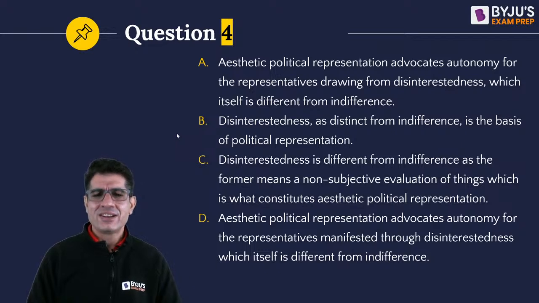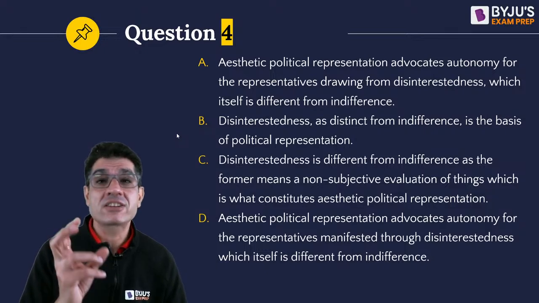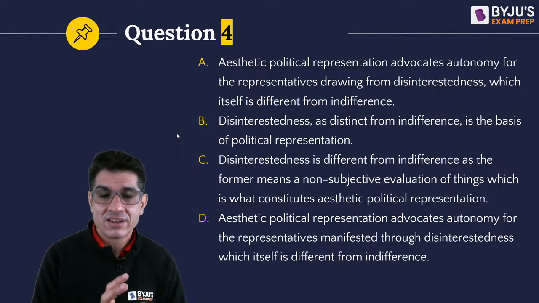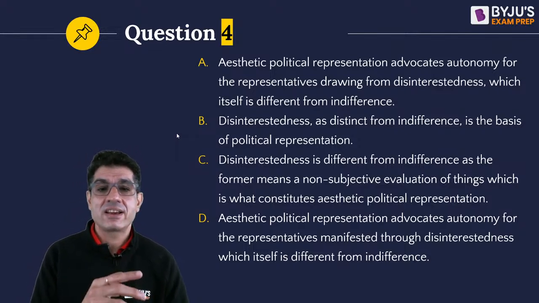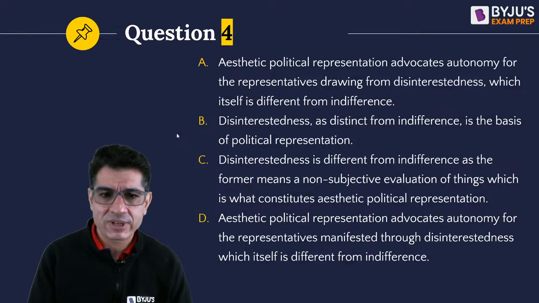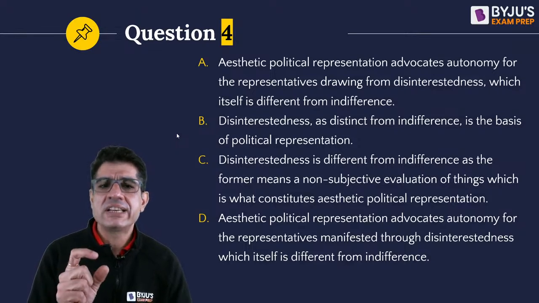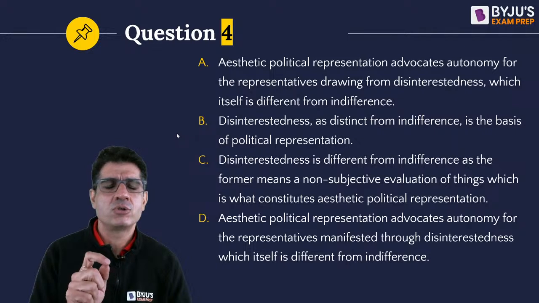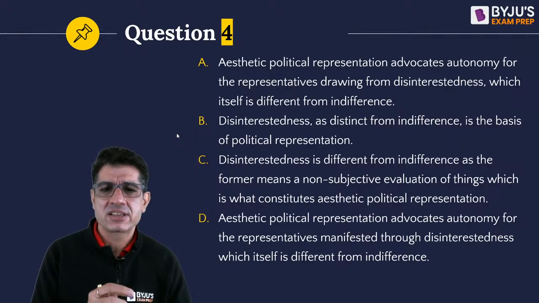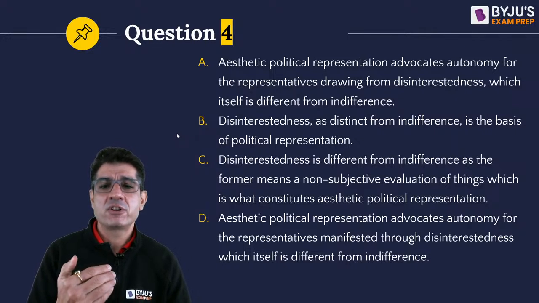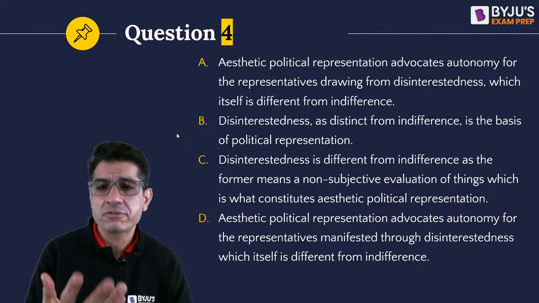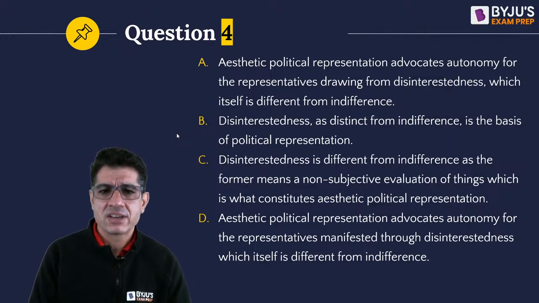So the main idea: aesthetic political representation demands that the representative has autonomy, a bit of self-governance, with respect to the people represented. That does not mean it's an excuse to abandon one's responsibility. So you need disinterestedness. In order to possess disinterestedness, you need to have a behavior towards the beautiful that is devoid of ulterior motives, references.